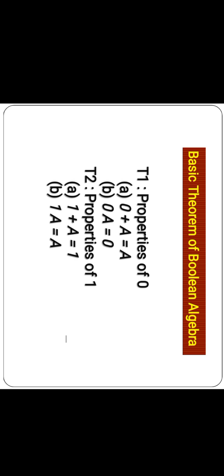Next, the power consumption of system. Basic theorem of Boolean algebra. First theorem, properties of 0. 0 plus A equal to A, 0 into A equal to 0. Theorem 2, properties of 1. 1 plus A equal to 1, 1 into A equal to A.